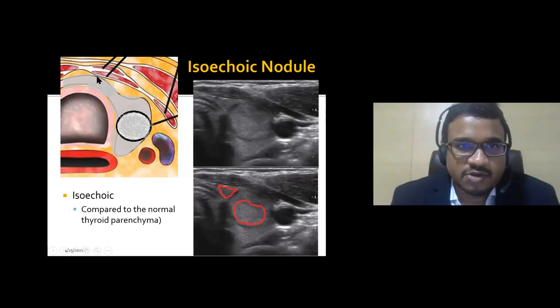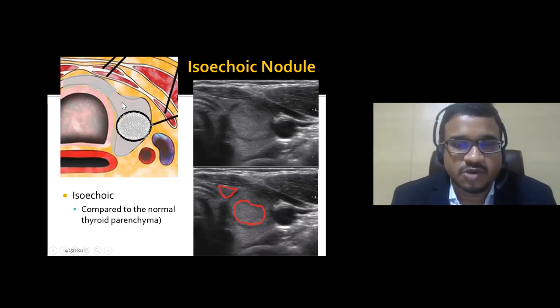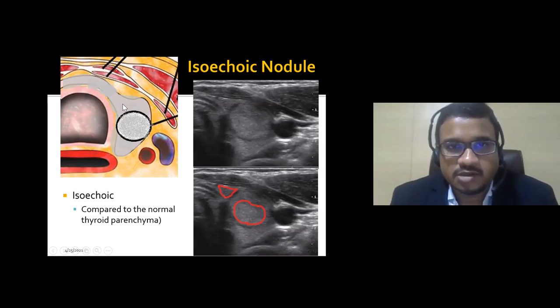On the left-hand side, you can see the normal thyroid gland. And in that you have a nodule here. And this nodule's echogenicity is similar to the echogenicity of the normal thyroid. So this is an isoechoic nodule. So this echogenicity is compared to the normal thyroid tissue.